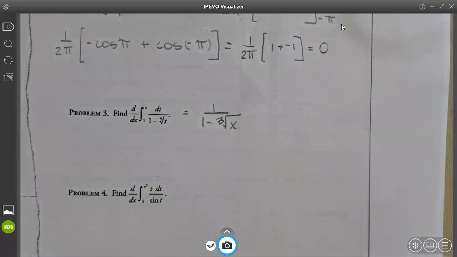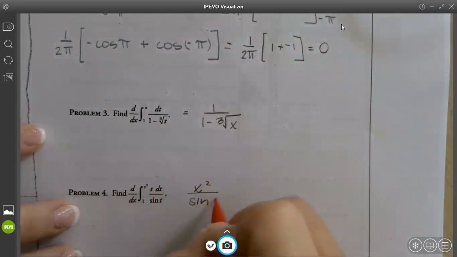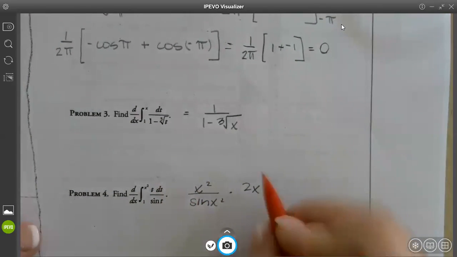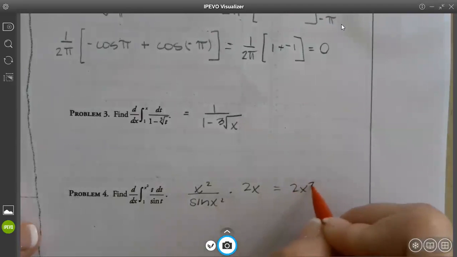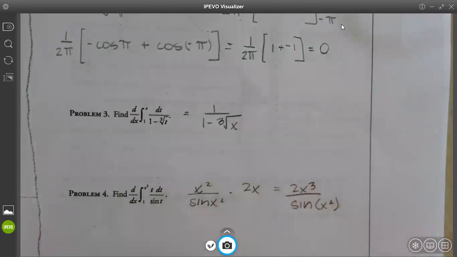What's the difference in problem 3 and problem 4? We're going to plug in the x squared, but then we have to multiply by 2x. So instead of t over sine t, t changes to x squared over sine x squared, and we multiply by 2x. This gives you 2x cubed over sine x squared.